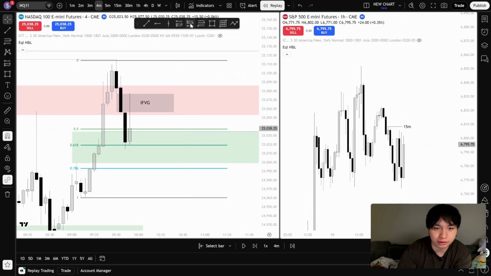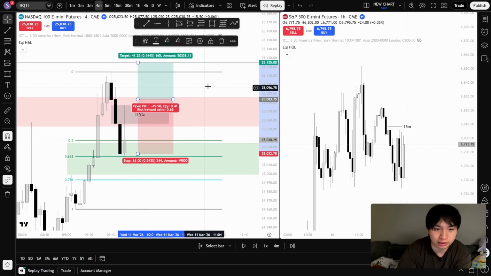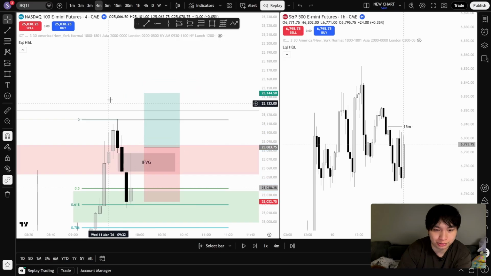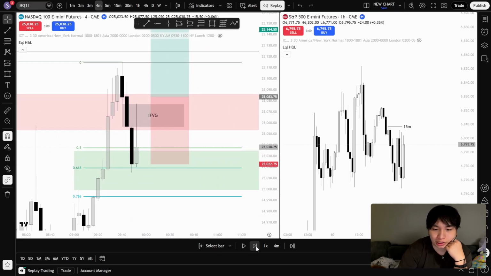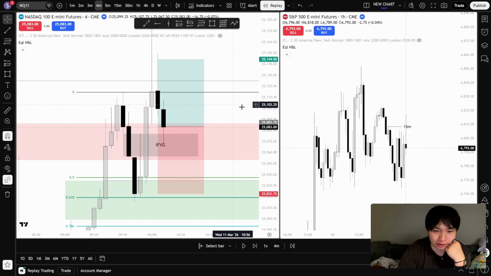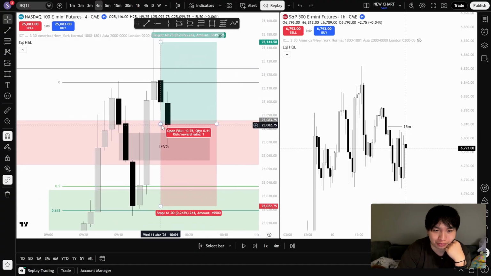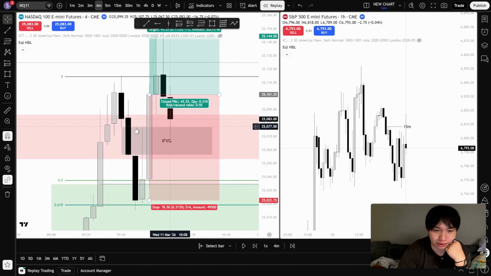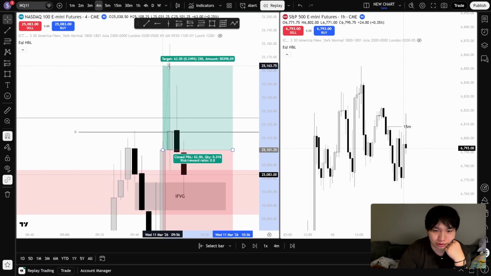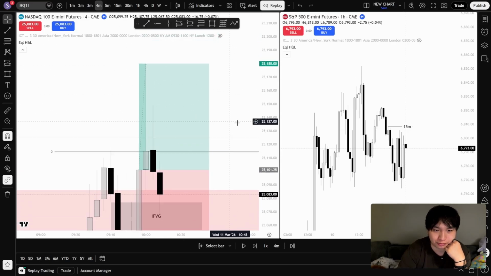That was my inversion point, and I just wanted to take a long towards there. Target at the body, and just go for a one-to-one, to be honest. And yeah, that was my narrative. Then we ended up doing that, but we also got a little bit of a later entry. So here, right? And then this would have been our one-to-one.